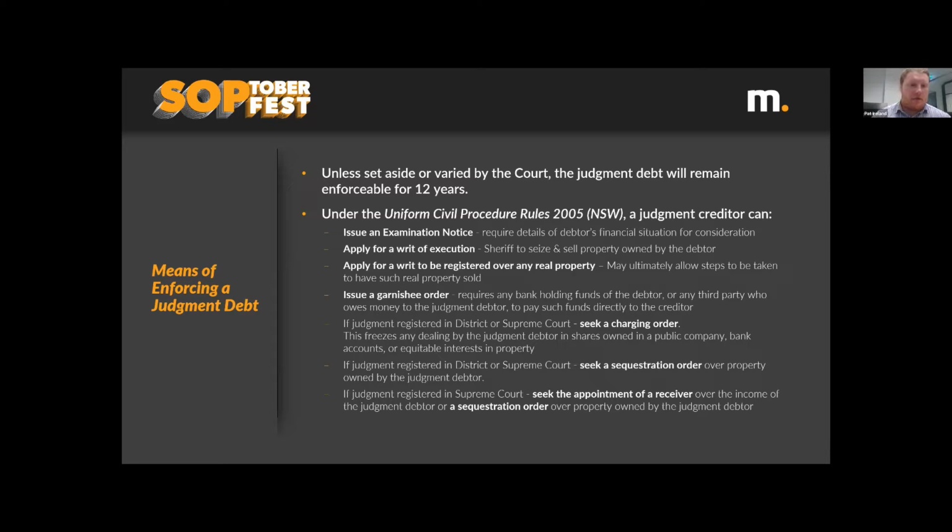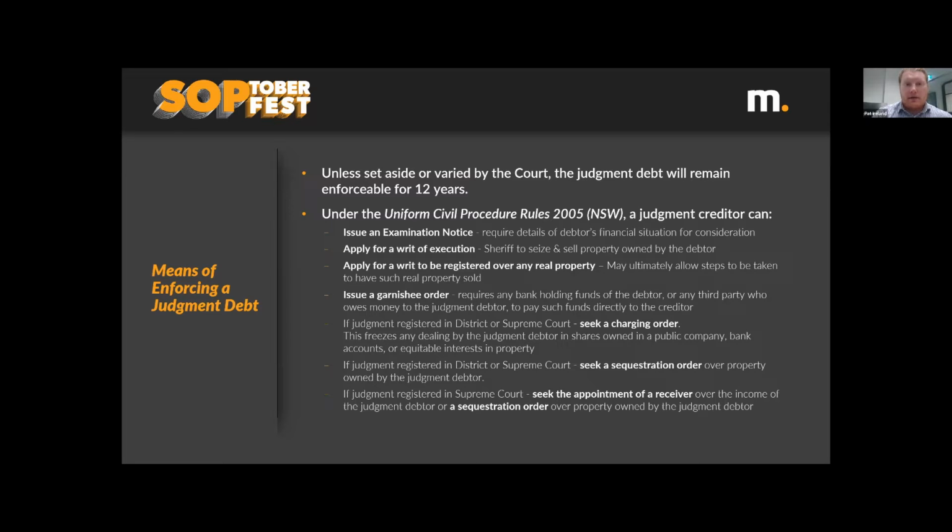You can, if you need to take it a step further, if payment still hasn't been made, apply for a writ of execution, which involves the sheriff visiting the respondent and seizing and selling property owned by the respondent or the debtor in this instance. You can also apply for a writ to be registered over any real property, so any buildings or houses or anything like that owned by the debtor.